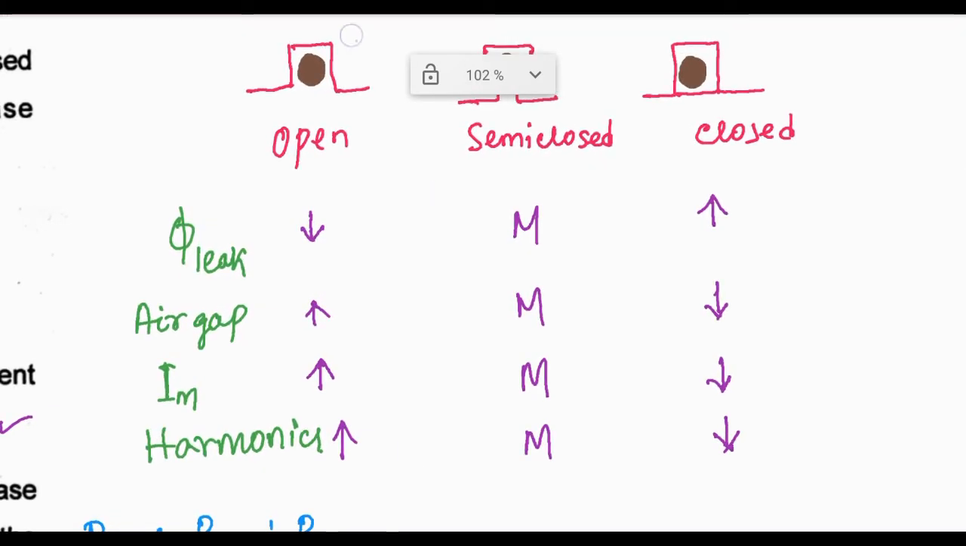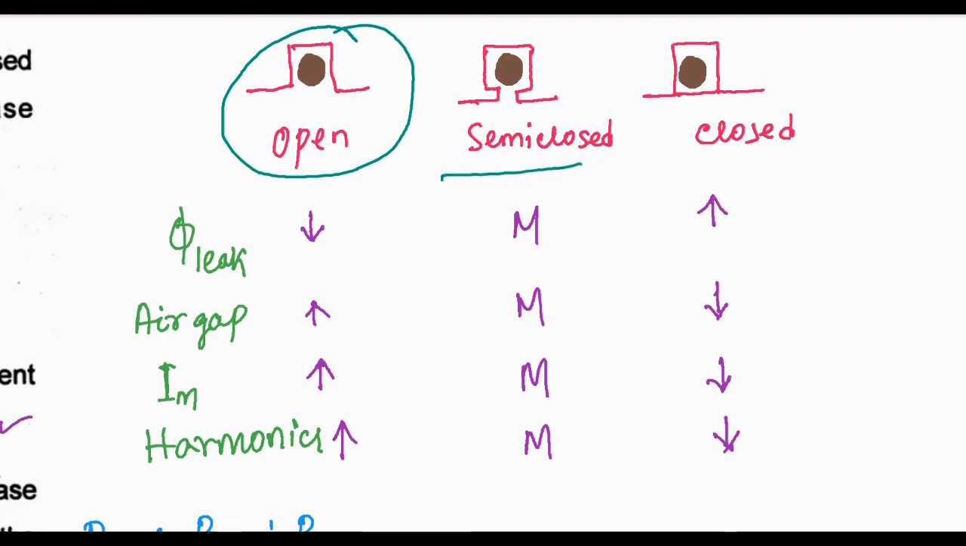Now this represents an open slot. This is a semi-closed slot and this is a closed slot. So in case of an open slot, the leakage reactance or the leakage flux is low. And in case of a closed slot, the leakage flux is high, because leakage flux means like this.